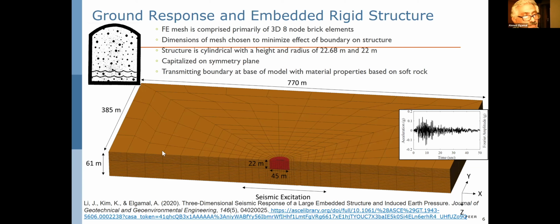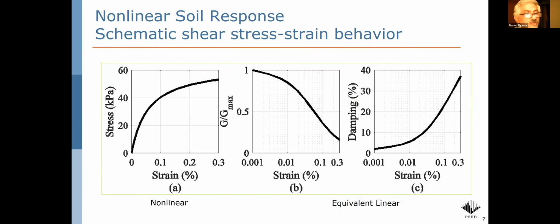So this is just a schematic of the shear strain versus shear stress. And in this particular exercise, shear strains reached a high of 0.3%. So as you see here, we conducted nonlinear analysis, and we also conducted equivalent linear analysis using this G over G max curve and this damping curve that you see here. And like I said, peak shear strains were of the order of 0.3%. So we conducted equivalent linear, and we conducted nonlinear, and we compared the outcomes.